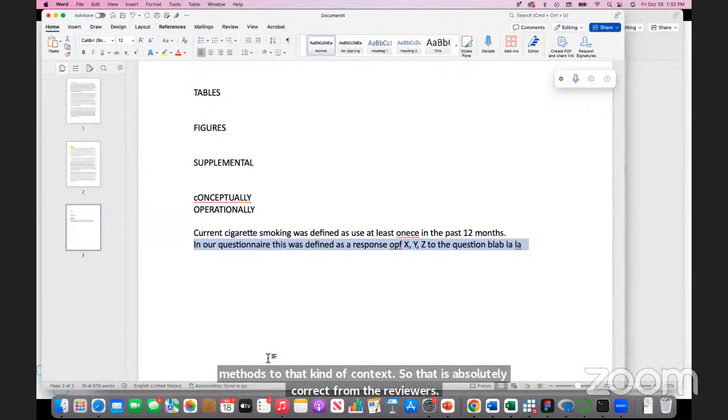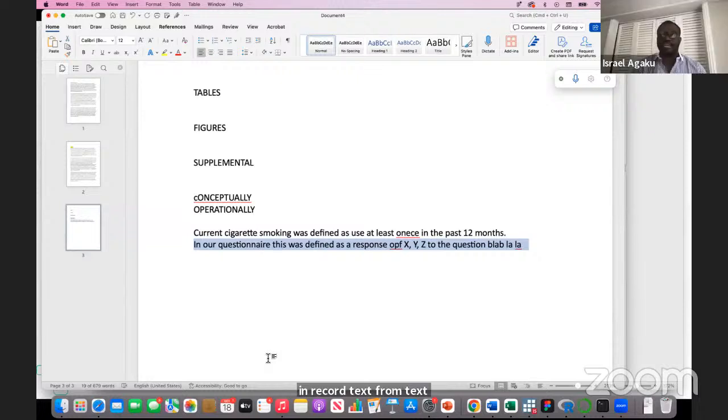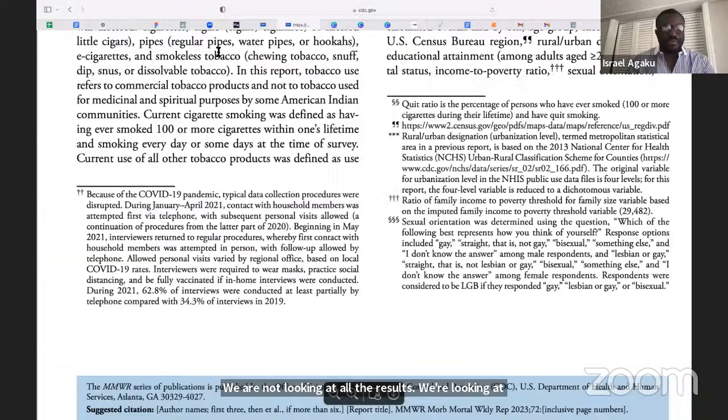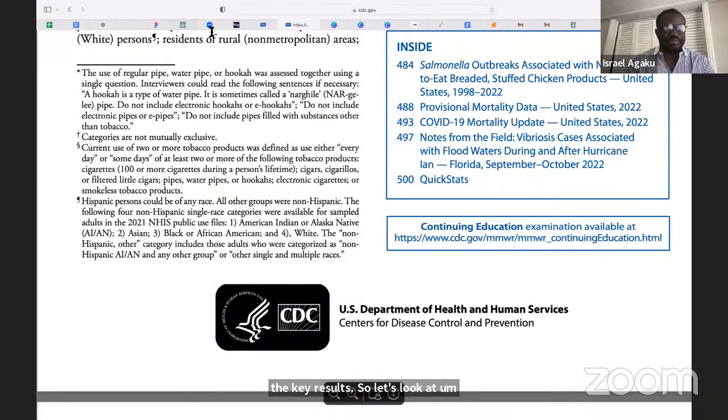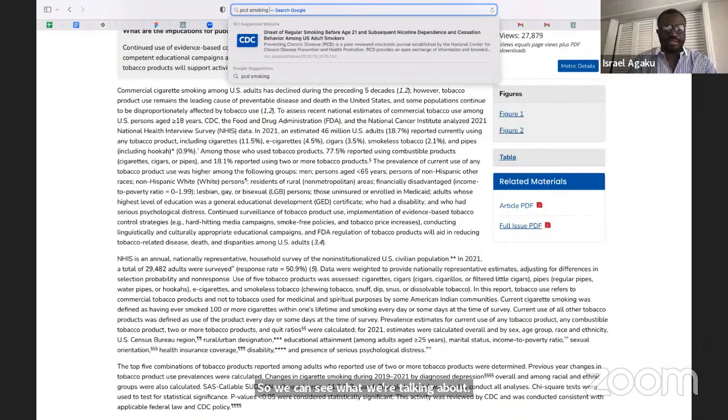How can the first paragraph of the discussion be distinguished from the results section, in text form of reporting results? It can be distinguished because we are not looking at all the results. We're looking at the key results. So let's look at an article from PCD, for example, so we can see what we're talking about. PCD, smoking cigarettes.